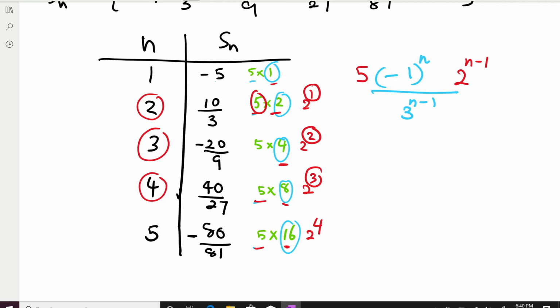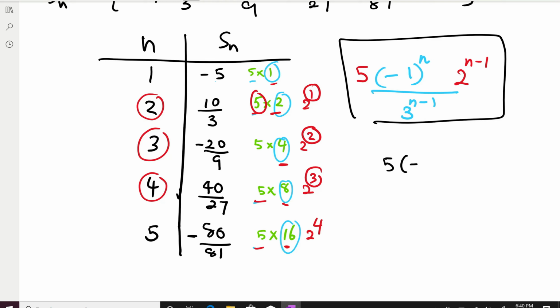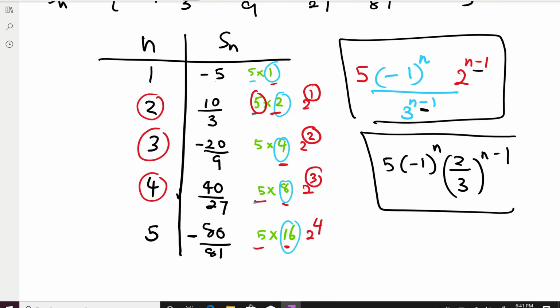So let's try to write this general representation in a nice way. It's 5 times negative 1 to the n, times 2 to the power n minus 1 over 3 to the power n minus 1. Let's write them together, as 2 over 3 to the n minus 1. Now this is one way that you can write the general representation of this sequence.